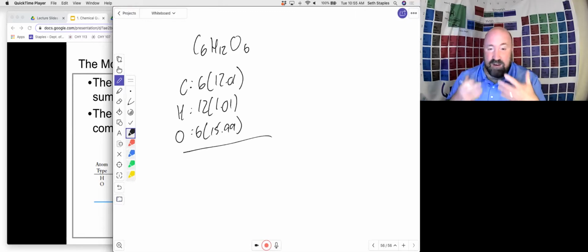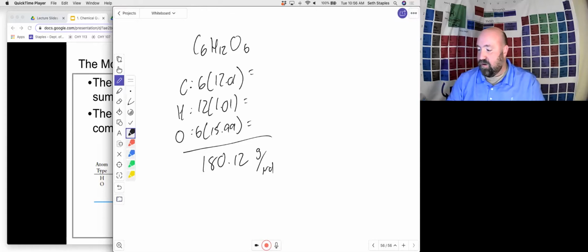And so it would depend on what type of calculator you're using or how you want to do this. You could either do each of these out individually or put it into the calculator at the same time, however you wanted to do that. I'm going to do just on my calculator, 6 times 12.01 plus 12 times 1.01 plus 6 times 15.99, and I get a molar mass of glucose of 180.12. And that's 180.12 grams per mole.